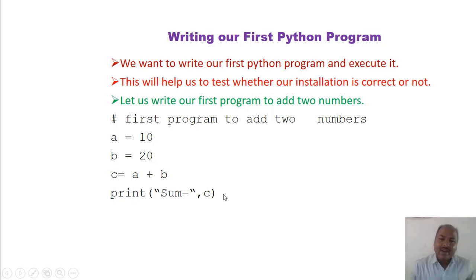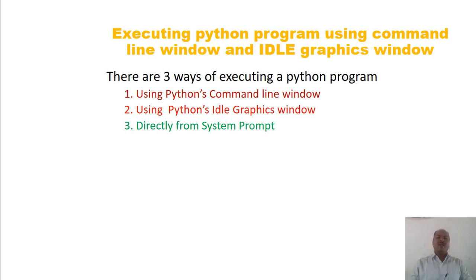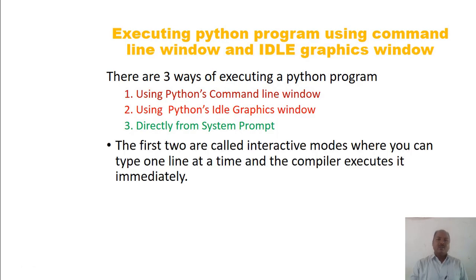Now we have to see how to execute your first Python program. There are three ways of executing a Python program. First, using Python's command line window. Second, using Python's IDLE graphical window. And third, directly from the system prompt. Mostly we use the system prompt, but we will see all three ways of executing Python programs, first by using the command line.